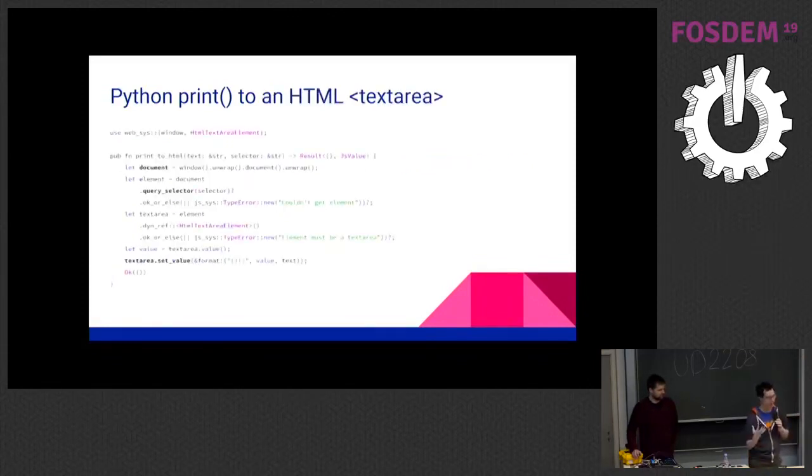And for demo purposes, we also wanted to print the standard output to an HTML element. This is quite complex, but you can see we still use web-sys. You can get the window, you can get the document, and you can use query selector, all in Rust. And then you can set the value for that element.